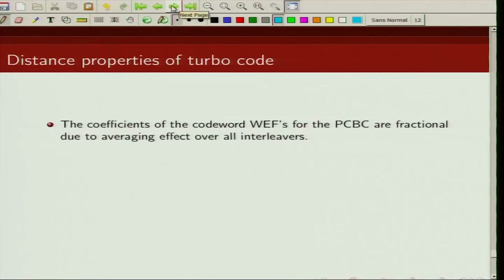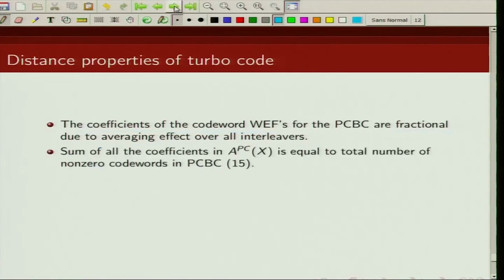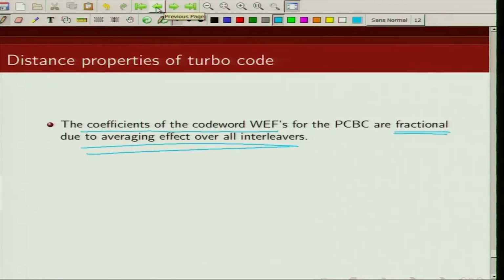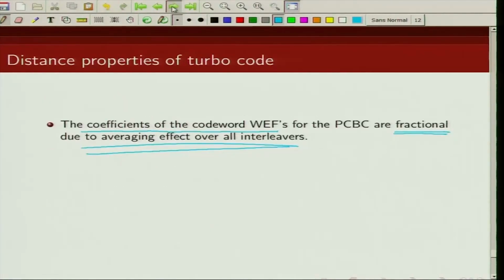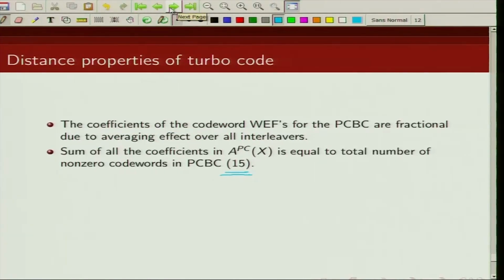Now, points to be noted: we saw the coefficients of the code word weight enumerating functions are fractional. Why are they fractional? This is due to the averaging effect over all interleavers. However, if you sum all the coefficients, they add up to the total number of non-zero code words. You can verify that if you add this up: 0.25, 0.25 that's 0.5, 7.5 that's 8, 8 plus 6 is 14, plus 1 is 15. So if you add them up, we get the total number of non-zero code words.